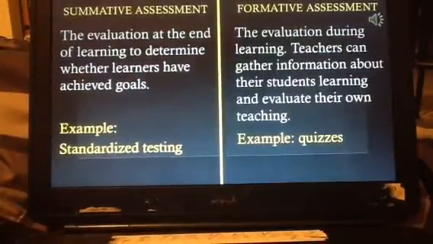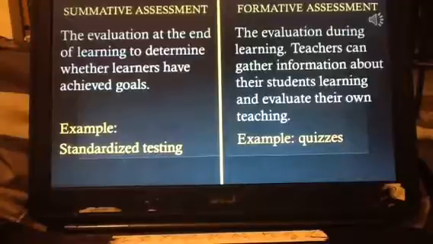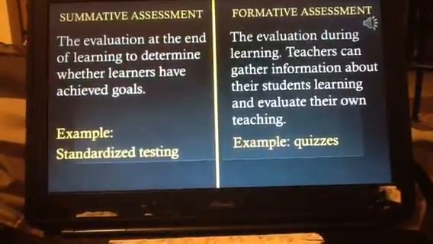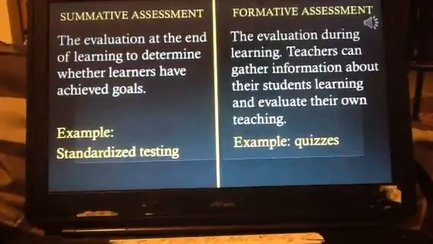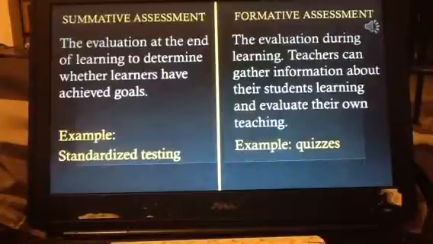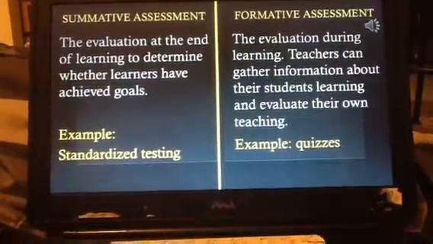And formative assessment is the evaluation during learning. Teachers can gather information about their students' learning and evaluate their own teaching. So an example would be a quiz. So in the morning or after lunch, you can assess the students on what they learned in the morning.